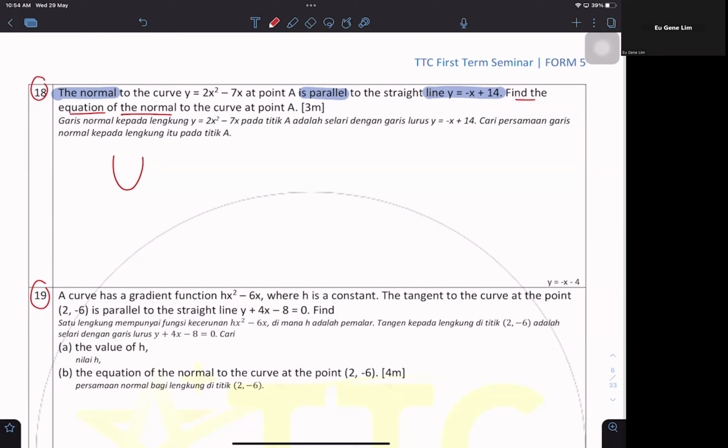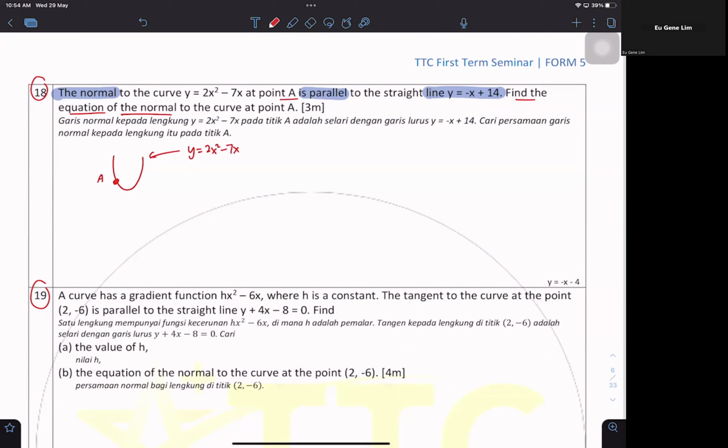First you draw a curve. This curve is y equals 2x squared minus 7x. Then there's a point. That's point A.